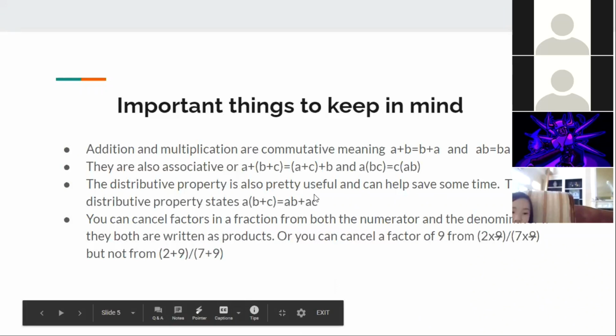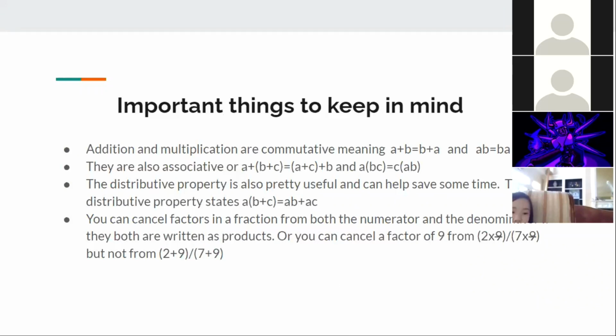Some important things to keep in mind is addition and multiplication are commutative, meaning a plus b is equal to b plus a, and ab is equal to ba. And they're also associative. So (a plus b) plus c is equal to (a plus c) plus b, and a times bc is equal to c times ab. And the distributive property is pretty useful as well. It saves a lot of time, especially in math competitions. It basically says a times (b plus c) is equal to ab plus ac.